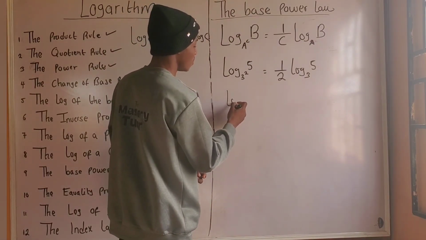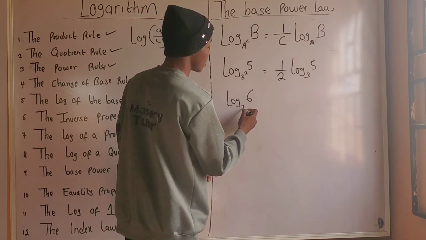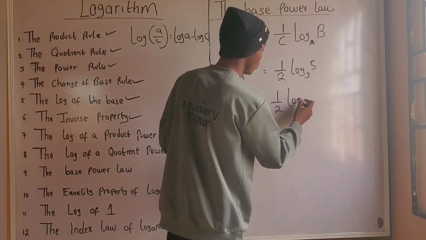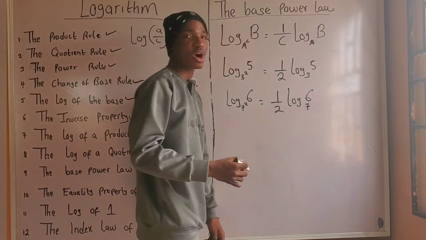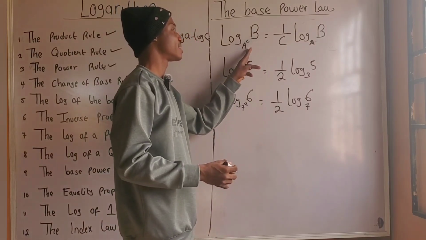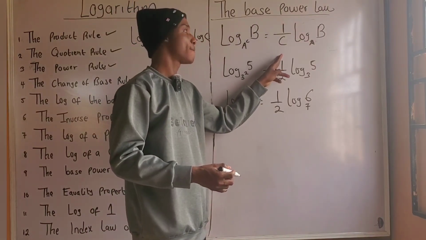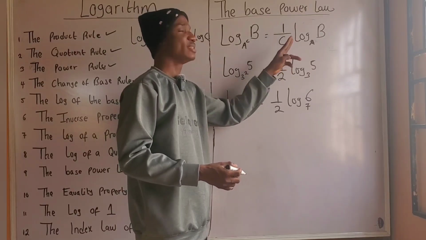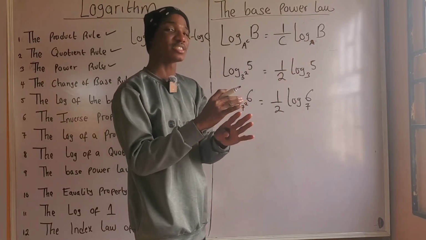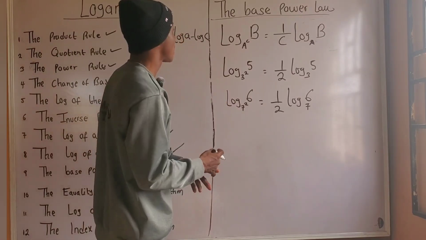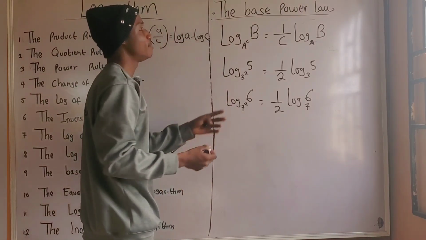Let's say you have log 6 base 7 raised to the power of 2. This will be equal to 1 over 2 multiplied by log 6 base 7. Anytime you have a logarithm whose base is raised to a power, the result will be the inverse of the power multiplied by the log. The inverse or the reciprocal of the power multiplied by the log. Do you understand it now? Okay, so this law that you see here is called the base power law.